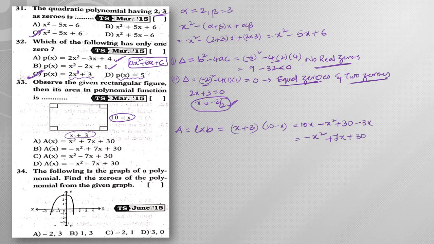So minus x square plus 7x plus 30. So option B will be my answer.